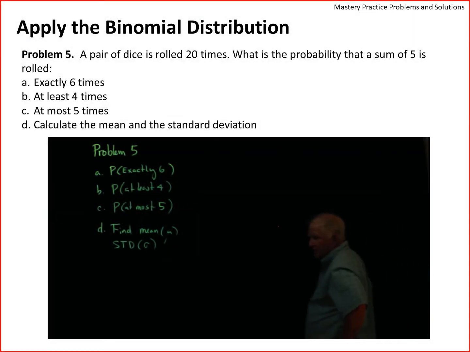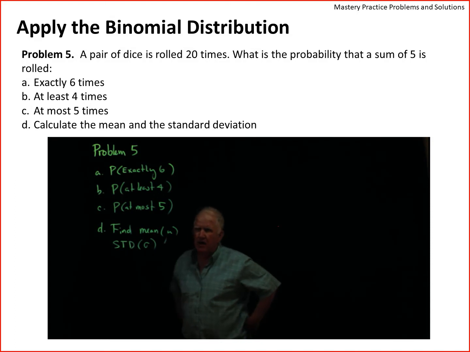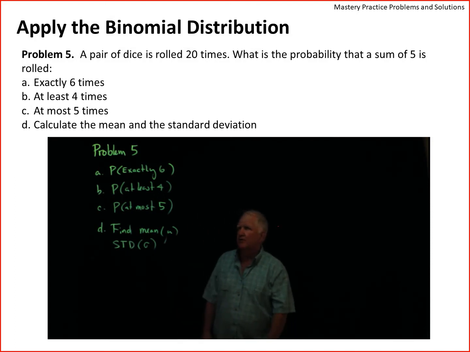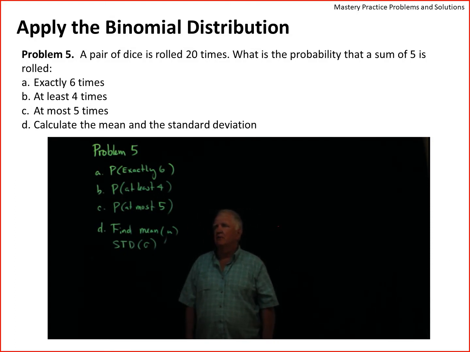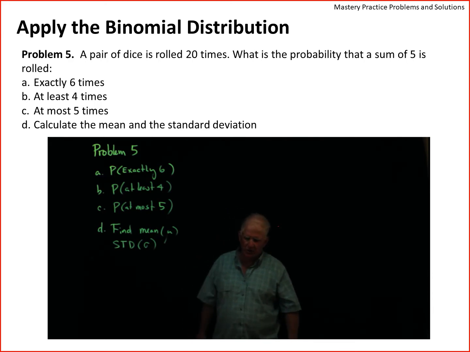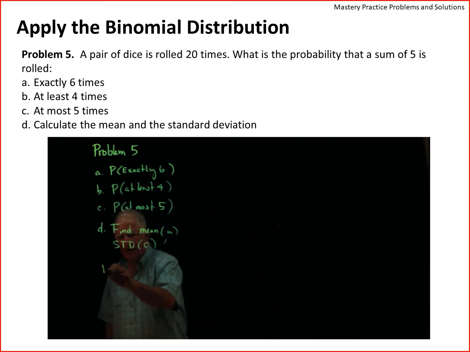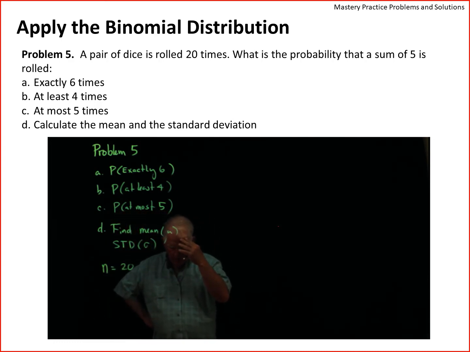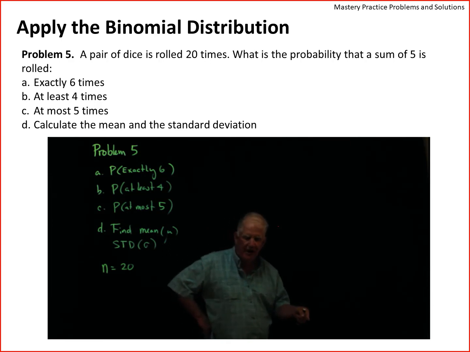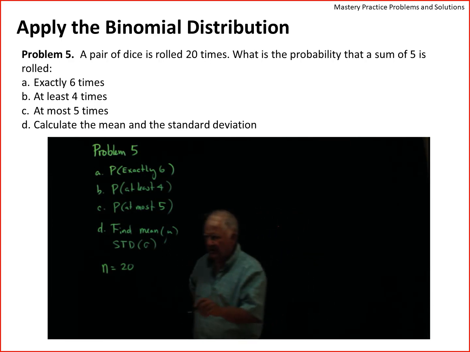Okay, I'm trying to hustle along and finish up these 6 problems and get them on to part 3. So we need to hurry a little bit. This problem says we're going to roll 2 dice 20 times. So the number of trials is going to be 20. And it's interested in the probability of rolling a sum of 5. So let's think about what that could be.